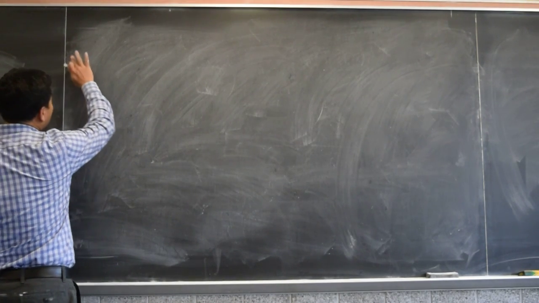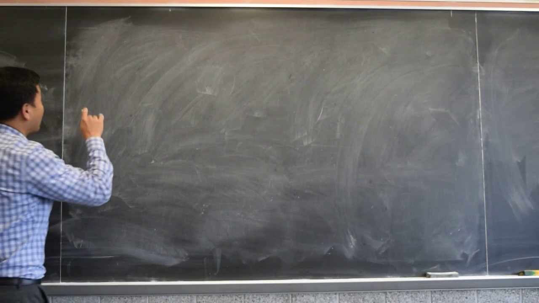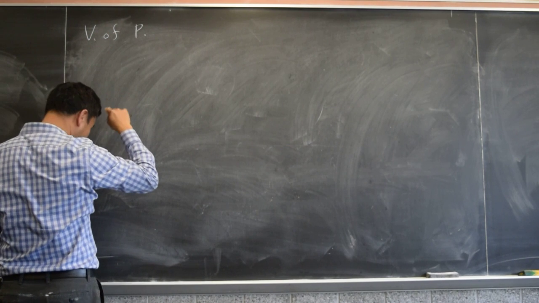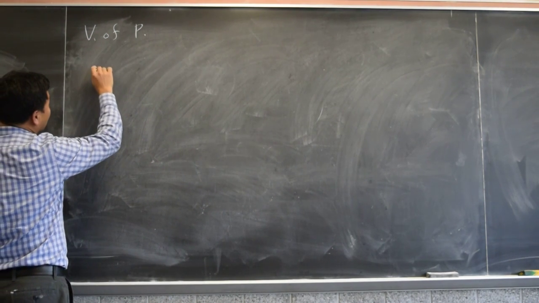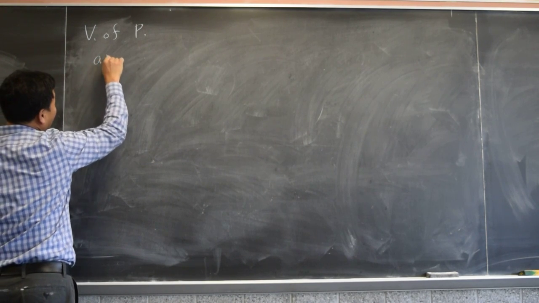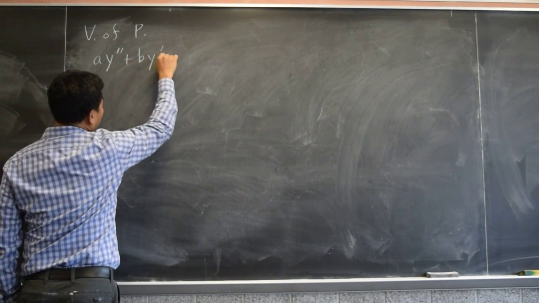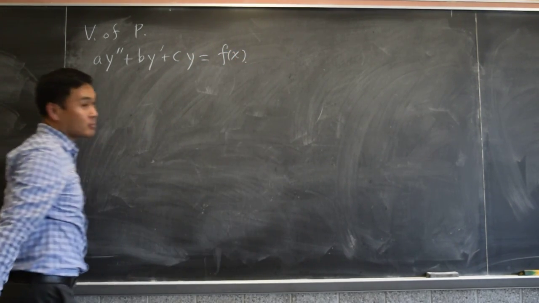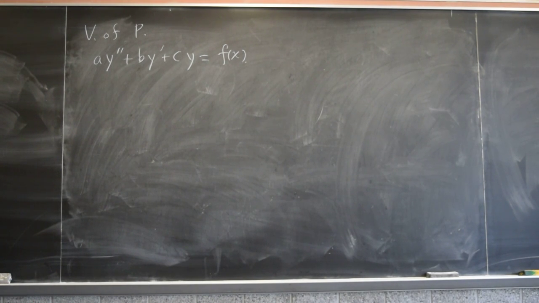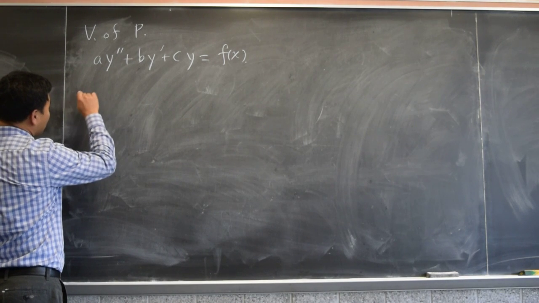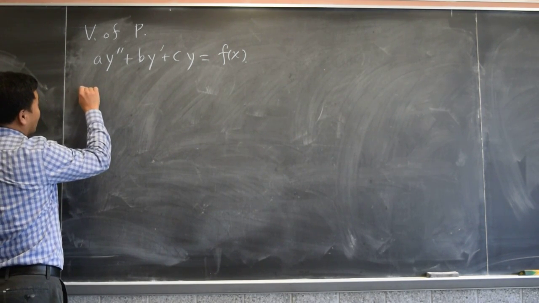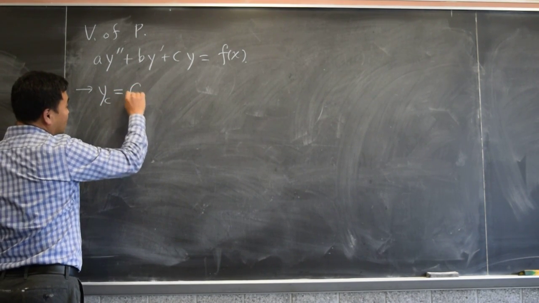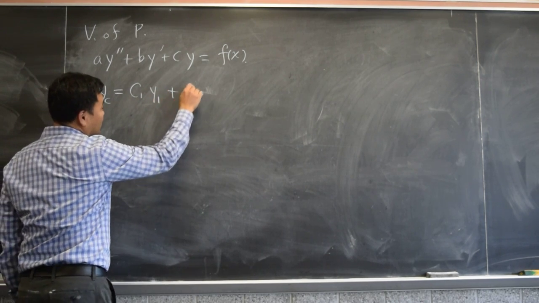All right, so here's the general method for variation of parameters, V of P. The way you do it is, suppose you have ay double prime plus by prime plus cy equals to some function f of x. And then, let's say you solve the complementary solution and you got the following. Let's say the solution looked like yc equals c1 y1 plus c2 y2.